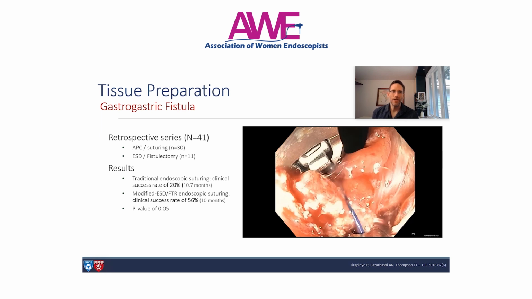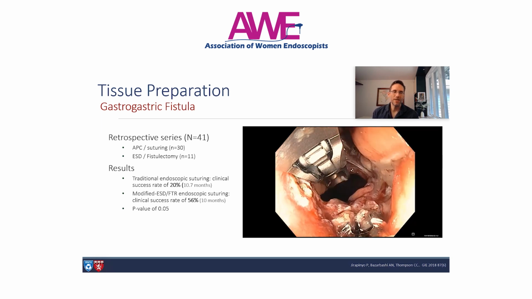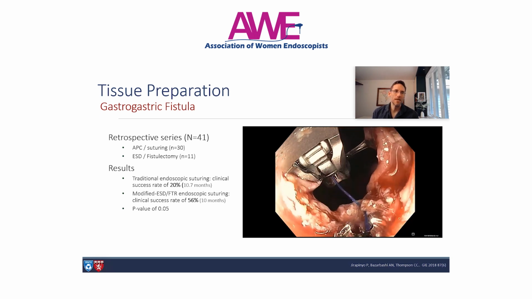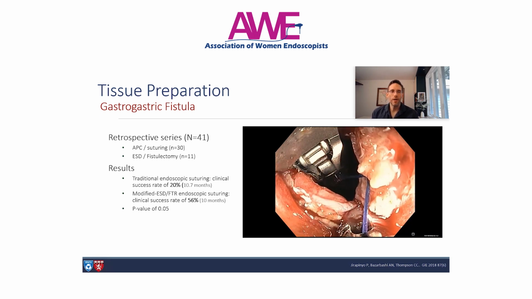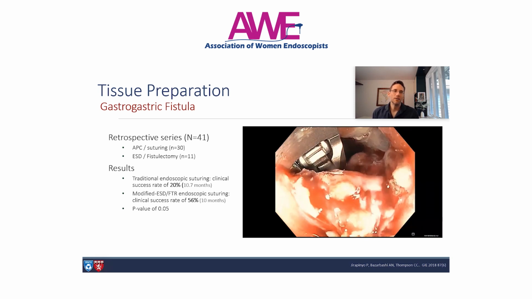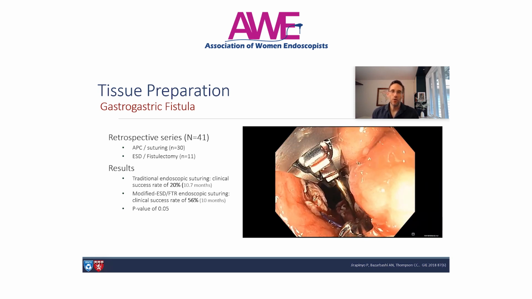30 had a traditional APC and suturing approach, and 11 had this newer ESD fistulectomy technique. And you see here we're doing a running suture to close this. And the results: the traditional approach got a 20% success rate at just over 10 months, and the modified ESD EFTR approach got a 56% success rate overall, which is quite good.